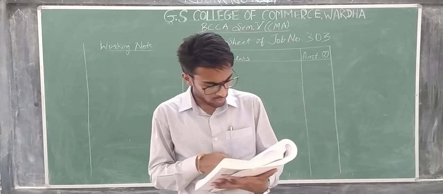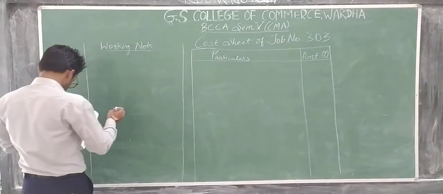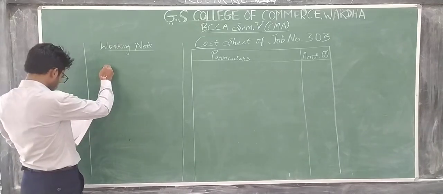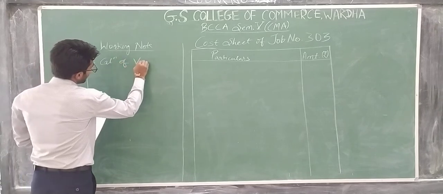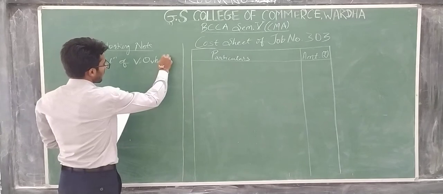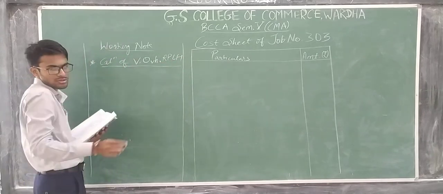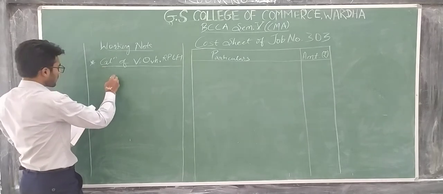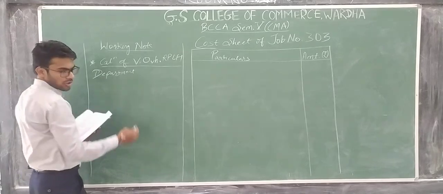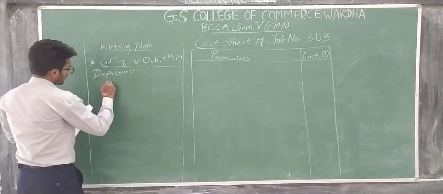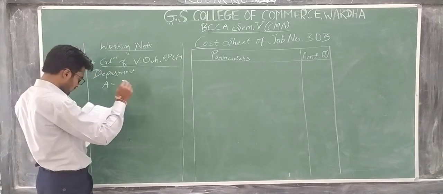The calculation of the variable overhead rate per labor hour can be seen like this. Keep your eyes on the question. This is the working note, and I can use short forms as well. There are 3 departments, and we have to calculate the cost for departments A, B and C. Department A has 5,000 for 5,000 labor hours.